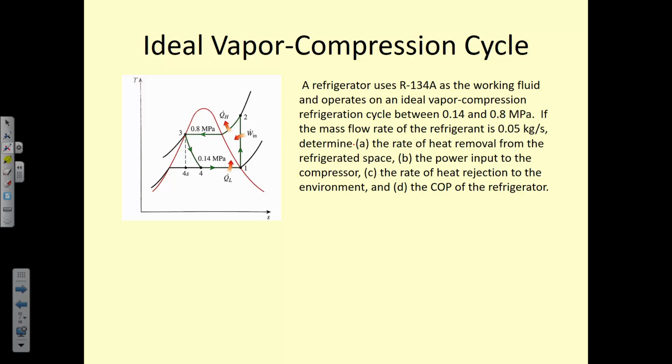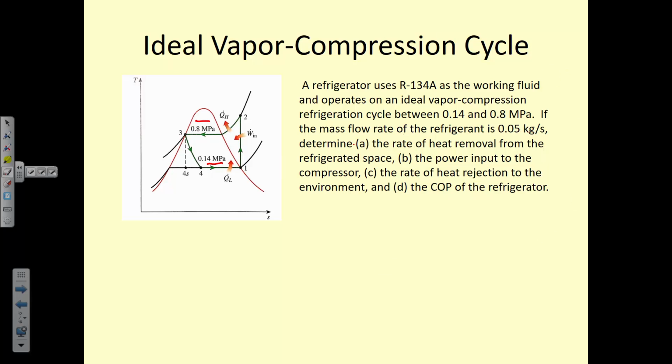Okay, so we have an ideal refrigeration process using R134A as the working fluid, which is convenient because we have tables for that in the back of the book in case you've forgotten. I've used them for a while. It's operating on this ideal vapor compression cycle between 0.14 megapascals and 0.8 megapascals. We are given the mass flow rate of 0.05 kilograms per second. So we need to find the rate of heat removal from the refrigerated space, the power input to the compressor, the rate of heat rejection to the environment, and then the coefficient of performance of the refrigerator.